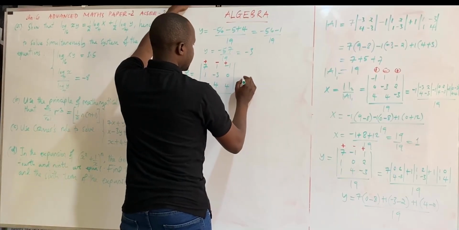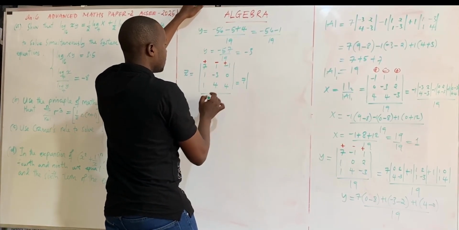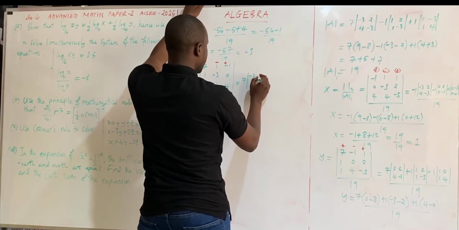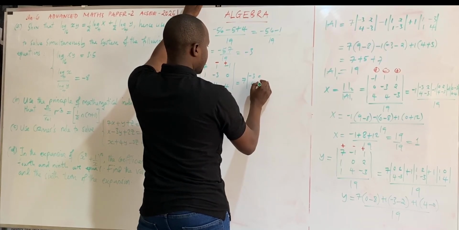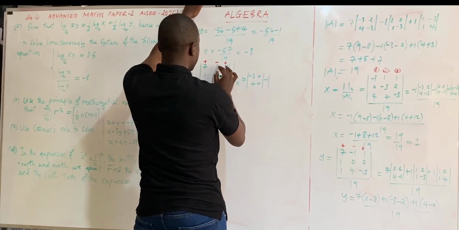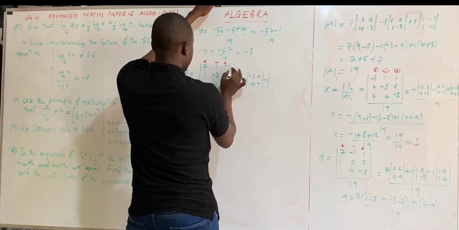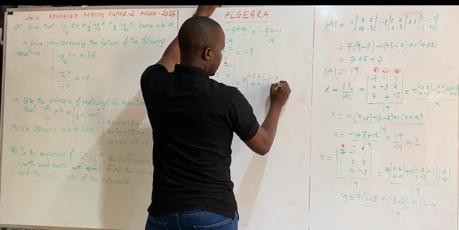So we take out positive 7. The first row and first column cancel, so we remain with the elements negative 3, 0, 4, 4. Then we take out negative 1, meaning the sign and the number. This cancels, and that one, so we remain with 1, 0, then 1, 4.